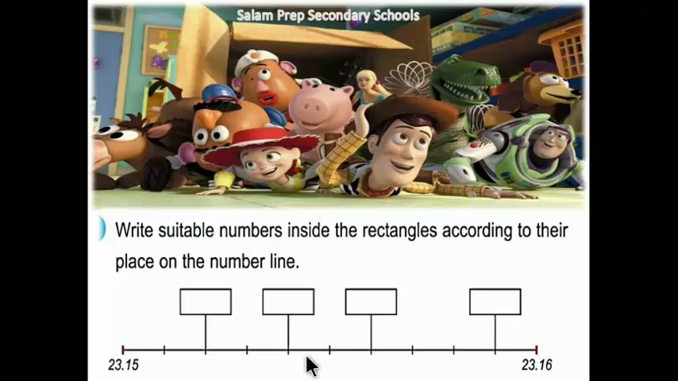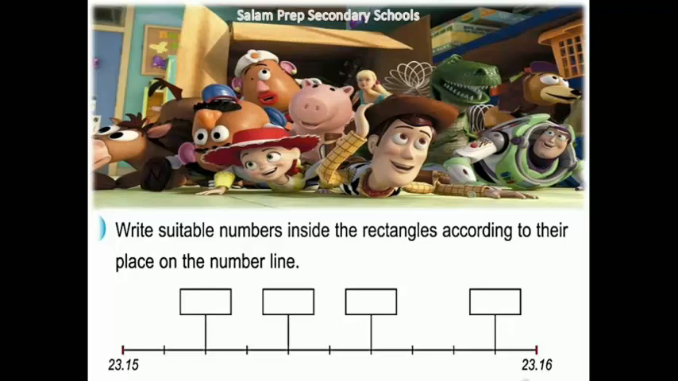Okay? Look at the decimal part. First, the whole number 23. The whole number doesn't change, okay? Remain the same. But look at the decimal part. 15 hundredths, 16 hundredths. After 15, 16. So what can I do to solve this problem?